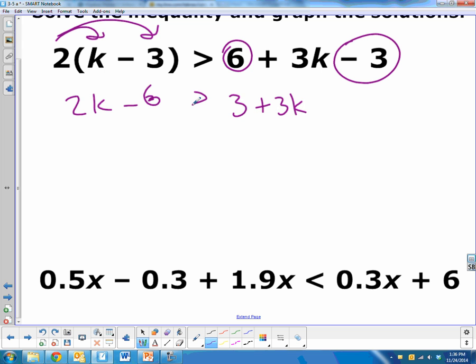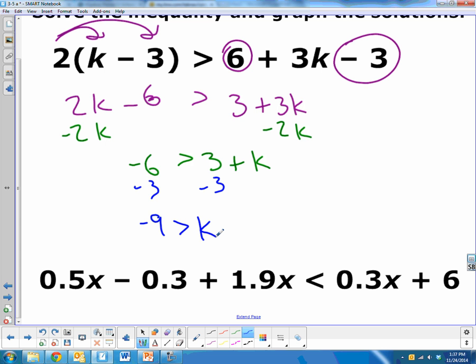I'm going to get my k's all together, so I'm going to minus 2k from both sides. Again, this is not the only way to do it, but this is the way that I'm going to do it. Got a negative 6 plus k, or 1k. If you want to write 1k, that's fine. K's are all together. Let's get all the non-k's together. So I'm going to minus 3 from both sides. I'm going to get negative 9 is greater than k.